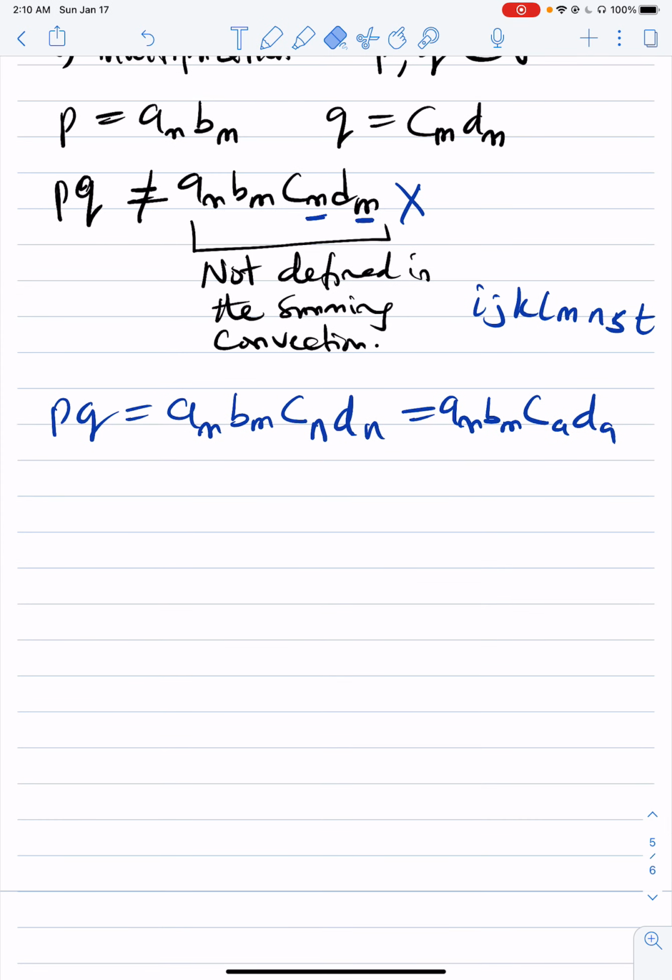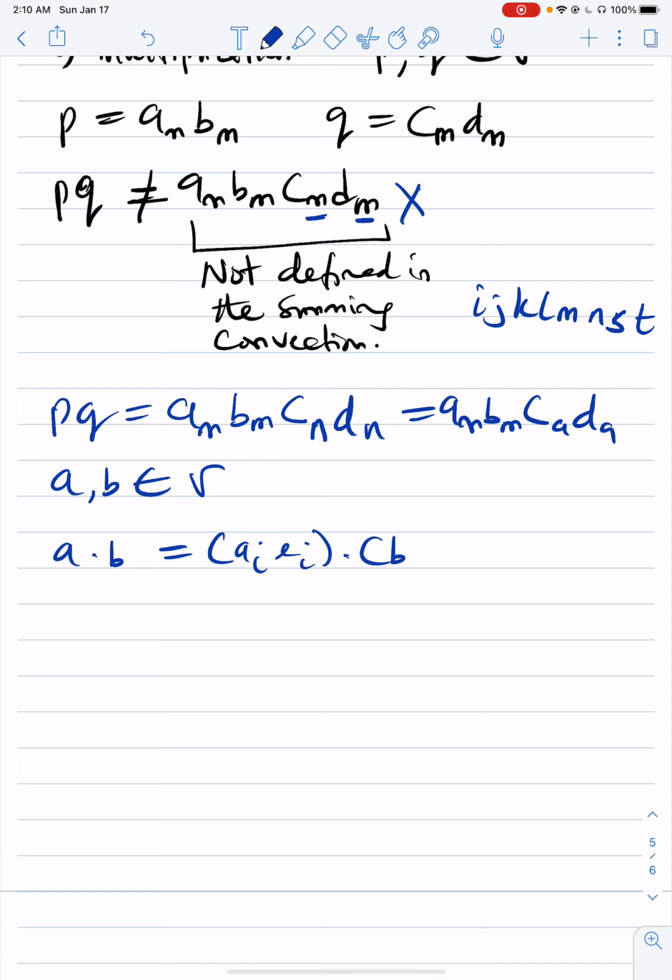So, looking at that, if you have two vectors A and B, then the dot product A dot B, remembering the components, the A component will be A_i e_i, and the B component will be B_j e_j. So we have to change these two.